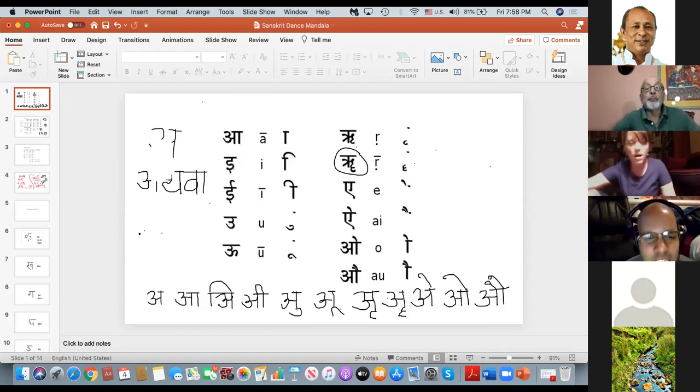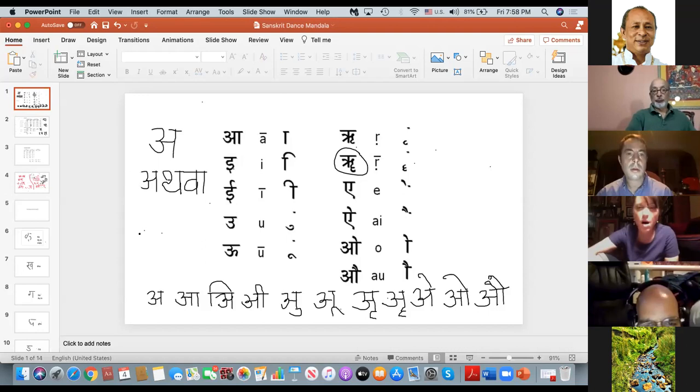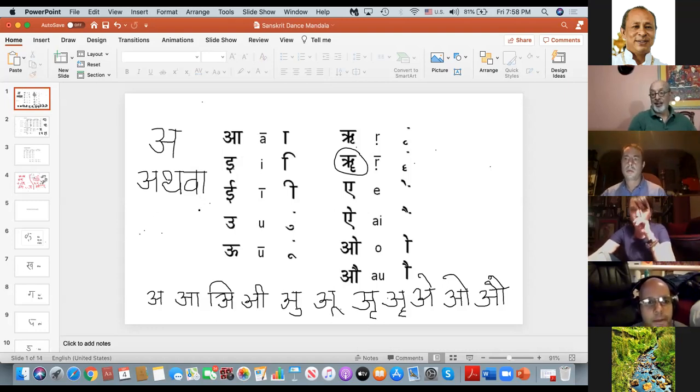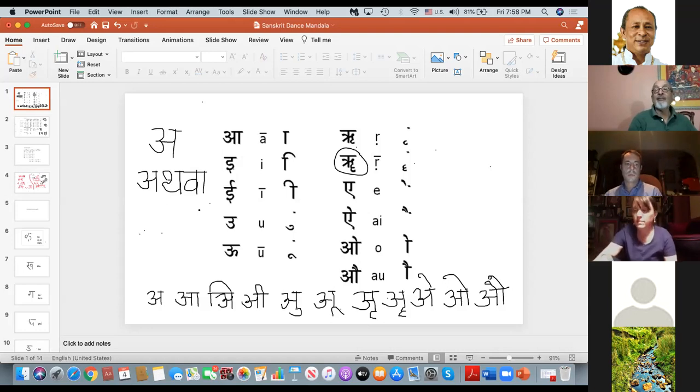In the chart, this one is Ta. Wa. Atava. Atava means or. This is one of the important words.